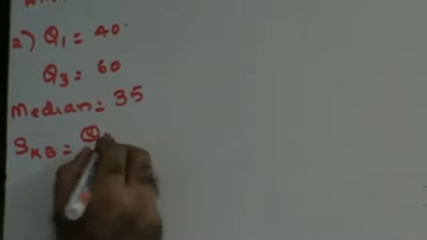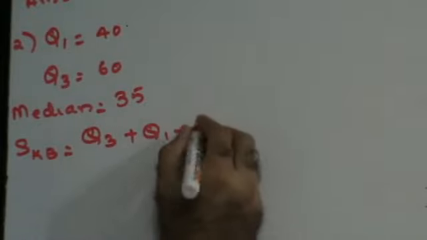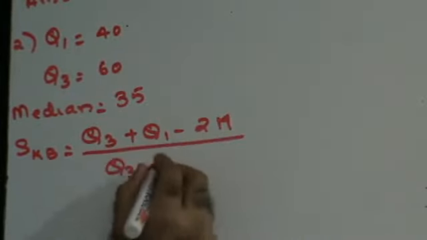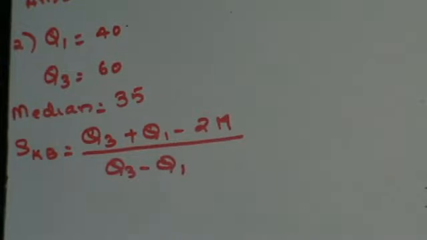Now, Bowley's coefficient of skewness is given by the formula Q3 plus Q1 minus twice median upon Q3 minus Q1. All the three values are given to you, so you should be able to get this answer. The answer for this sum when you solve should come to 1.5. Next, take down next sum please.